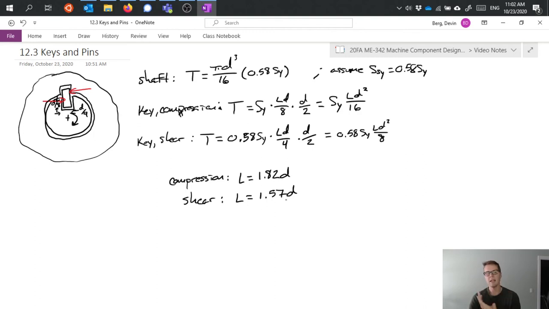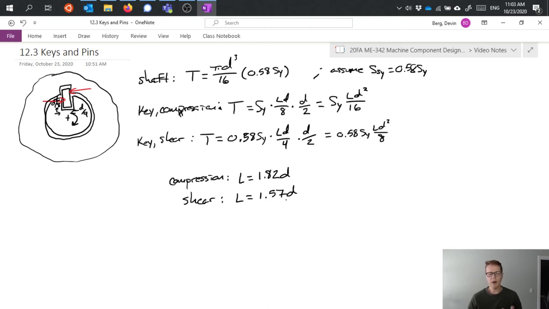Now, in reality, when we design a key, we want the key to fail first, typically. The idea being that our shaft is more expensive to replace and the components on it are more expensive to replace. We'd rather replace the key if something goes wrong, and only the key. So usually we would design the key to be a little bit undersized such that it fails first before anything else would have the potential, such as the shaft, to shear off. So typically we're going to do that.